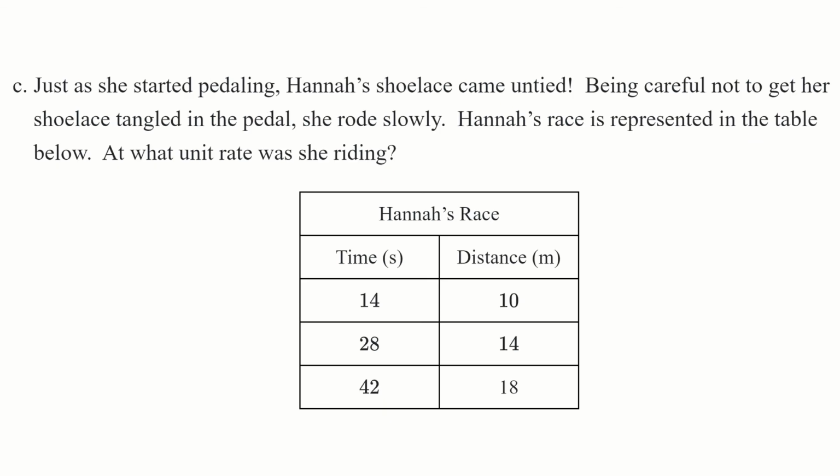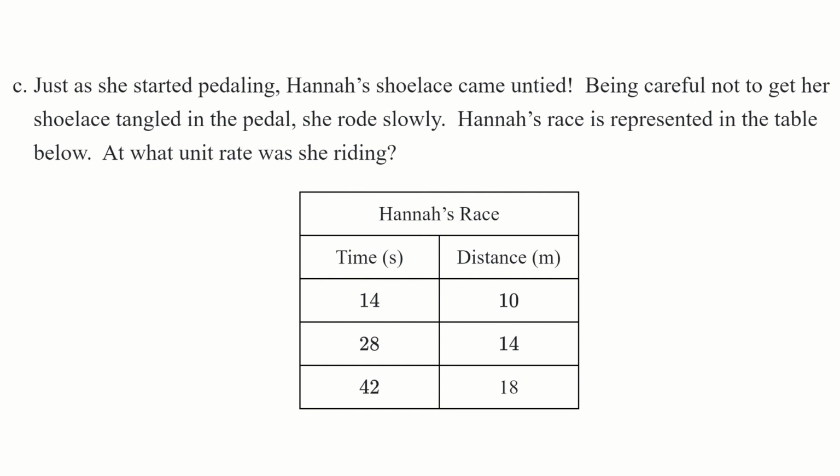Another nice opportunity to think about multiple representations is that we were given Hannah's race as just a table of values. So she started pedaling, her shoelaces came untied. Being careful not to get her shoelace tangled in the pedal, she rode slowly. Hannah's race is represented in the table below. At what unit rate was she riding?